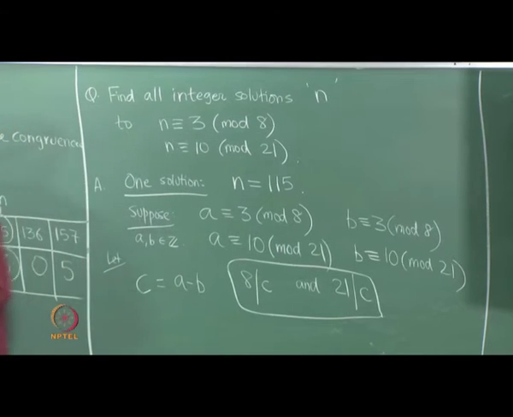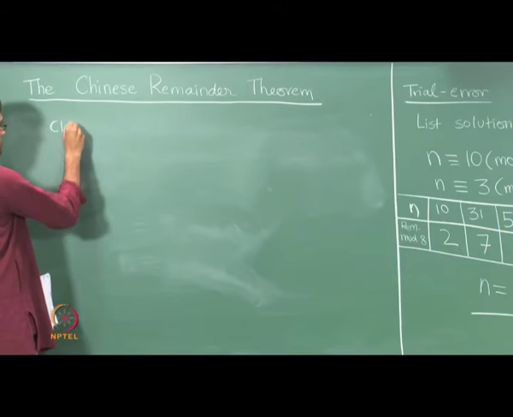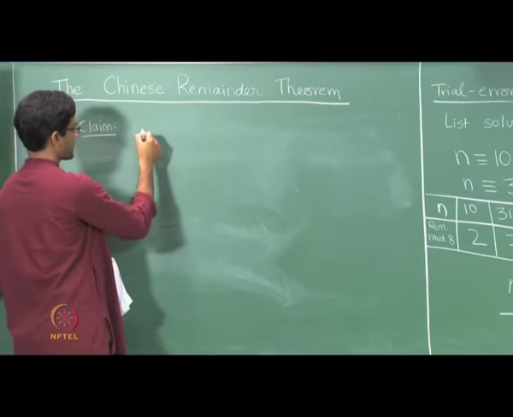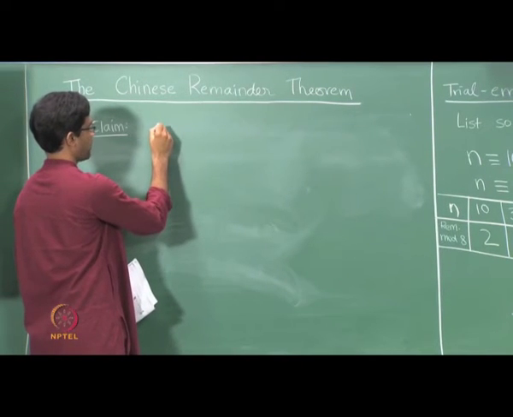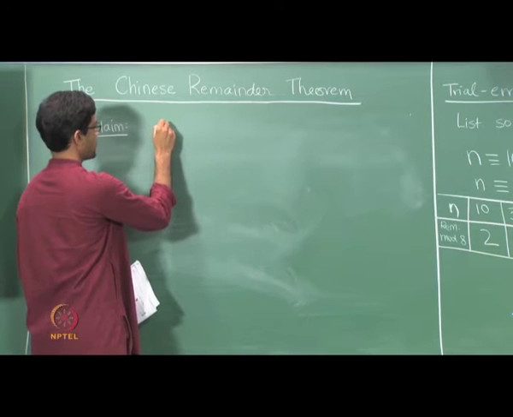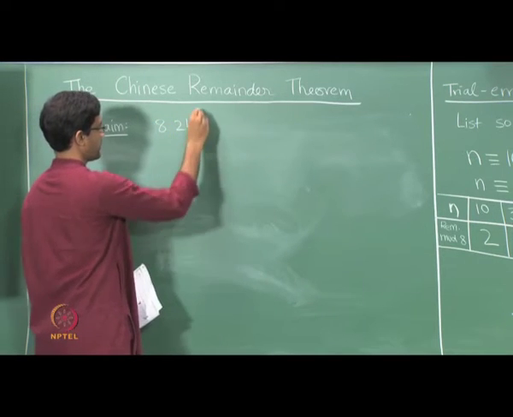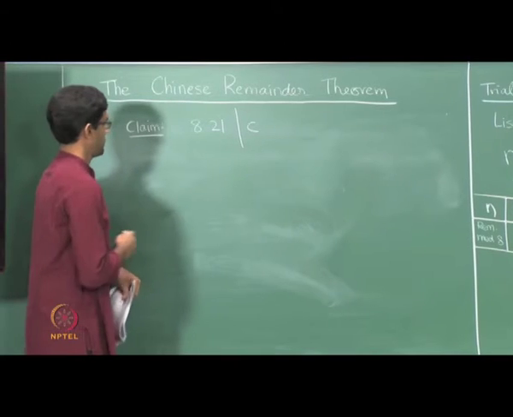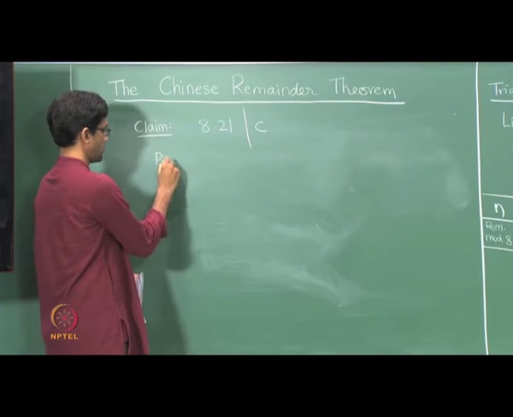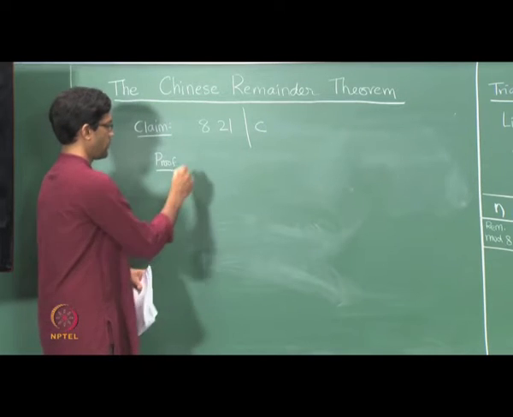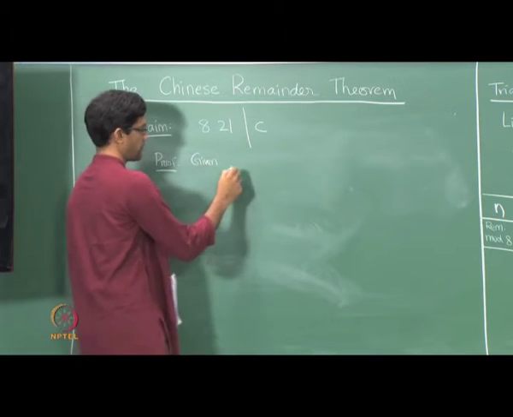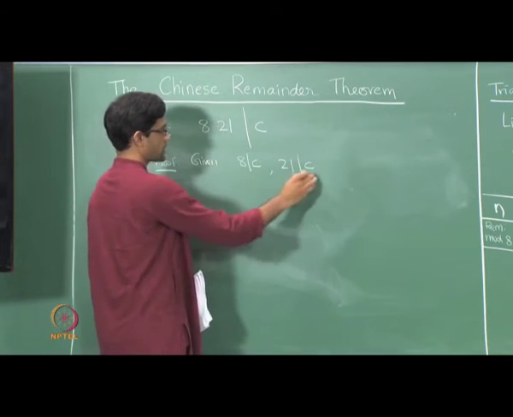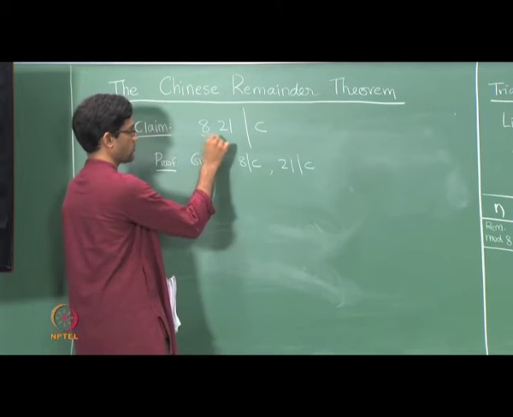Now let's see what this implies about C. We claim that the fact that it's divisible by both 8 and 21 implies that C is divisible by the product of 8 and 21. So the claim is that 8 times 21, which is 168, divides C. C is a multiple of 168. And let's prove this. We are given that C is a multiple of 8 and a multiple of 21. So 8 divides C, 21 divides C, and we want to conclude that C is a multiple of the product of these two numbers, which is 168.